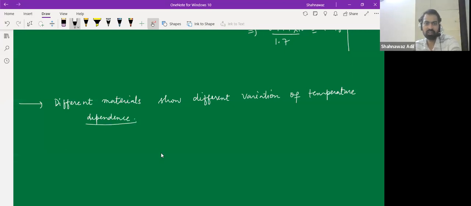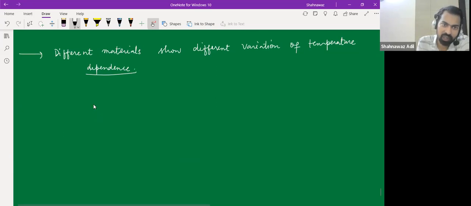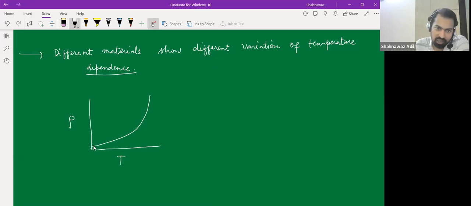This is not that important, just for knowledge purposes. For conductors, this is how the resistivity of the conductor varies with the temperature. You can see that this is not linear, and this is a conductor.